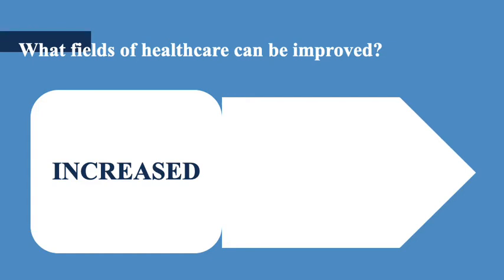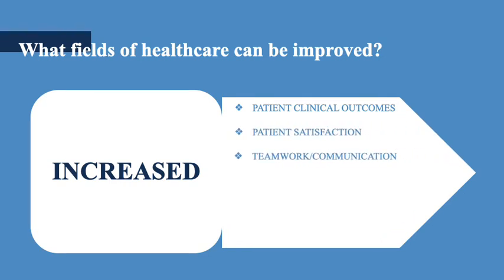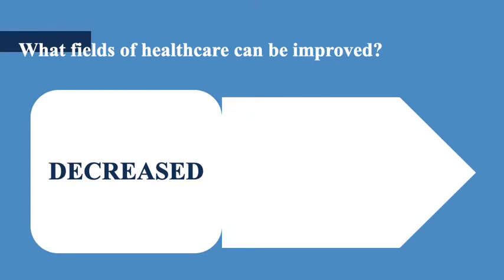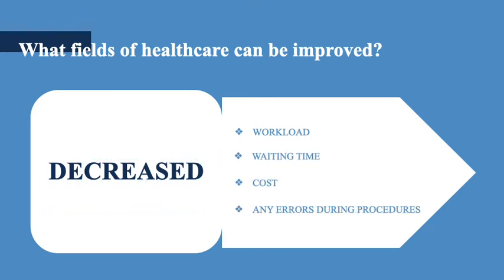Now let's focus on the aspects of healthcare that QI aims to improve. The aspects that QI tries to increase include patient clinical outcomes, patient satisfaction, teamwork and communication, team member satisfaction, organizational effectiveness, and the efficiency of documentation. The aspects of healthcare that QI projects aim to rectify include workload, waiting time, cost, and any error during procedures.